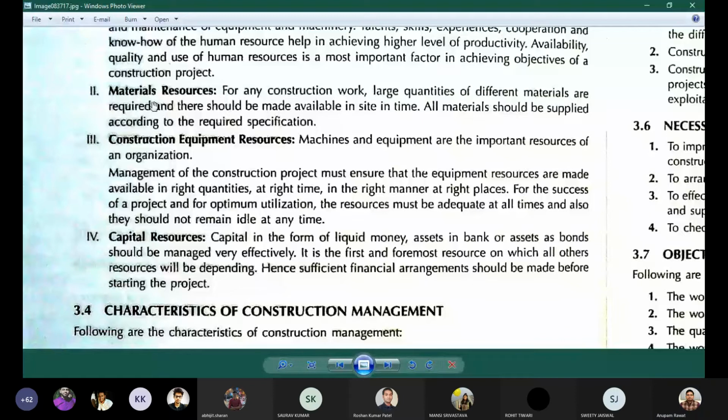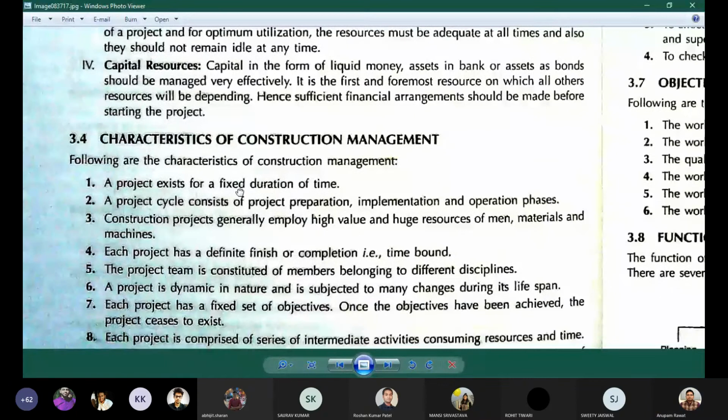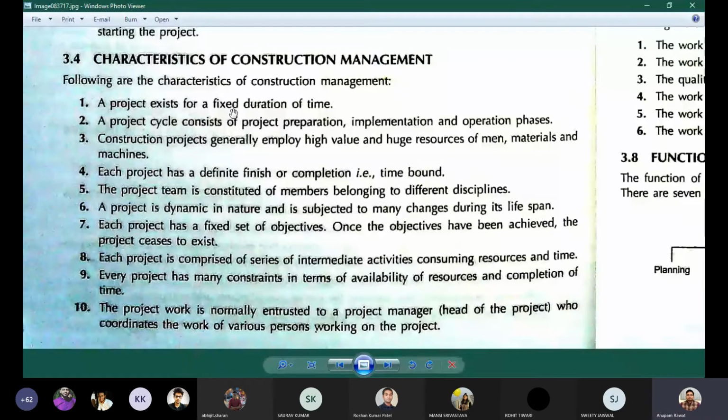Now, if we talk about the characteristics of construction management, as we have discussed, a project exists for a fixed time duration. The project cycle consists of project preparation, which means there are various phases in a construction project. Construction projects generally employ high-value, huge resources, material and machines. Civil engineering projects require crores of money to start and complete. Each project has a definite start and completion, so it is time bound.